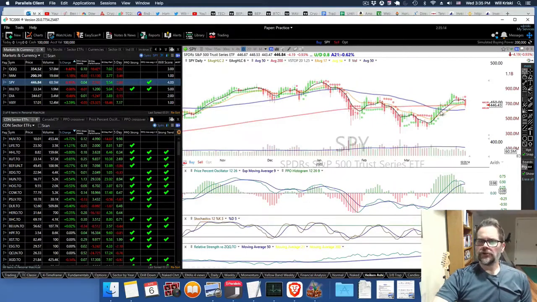So that one actually got up over the 200. And of course the 50 hasn't crossed back up, but this one crossed right through the 50 and the 200, and then it's been pulled back. So now it's just kind of right at the 200, a little bit below. And the momentum has turned down again. So momentum can switch pretty quickly on the daily chart.